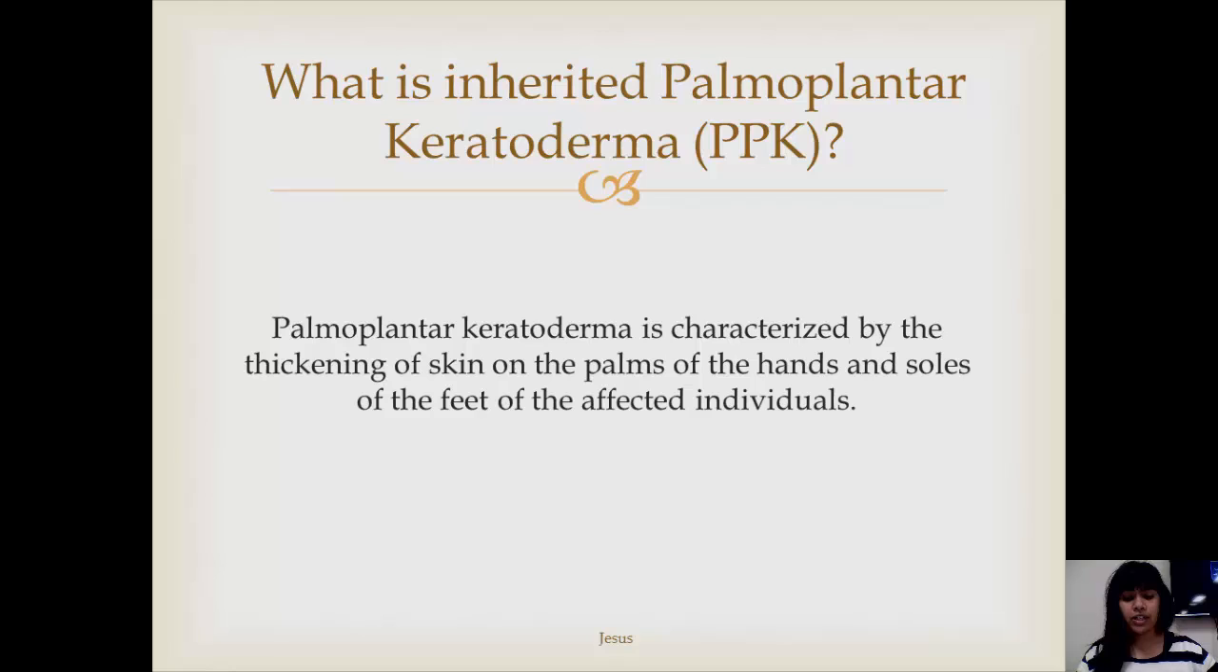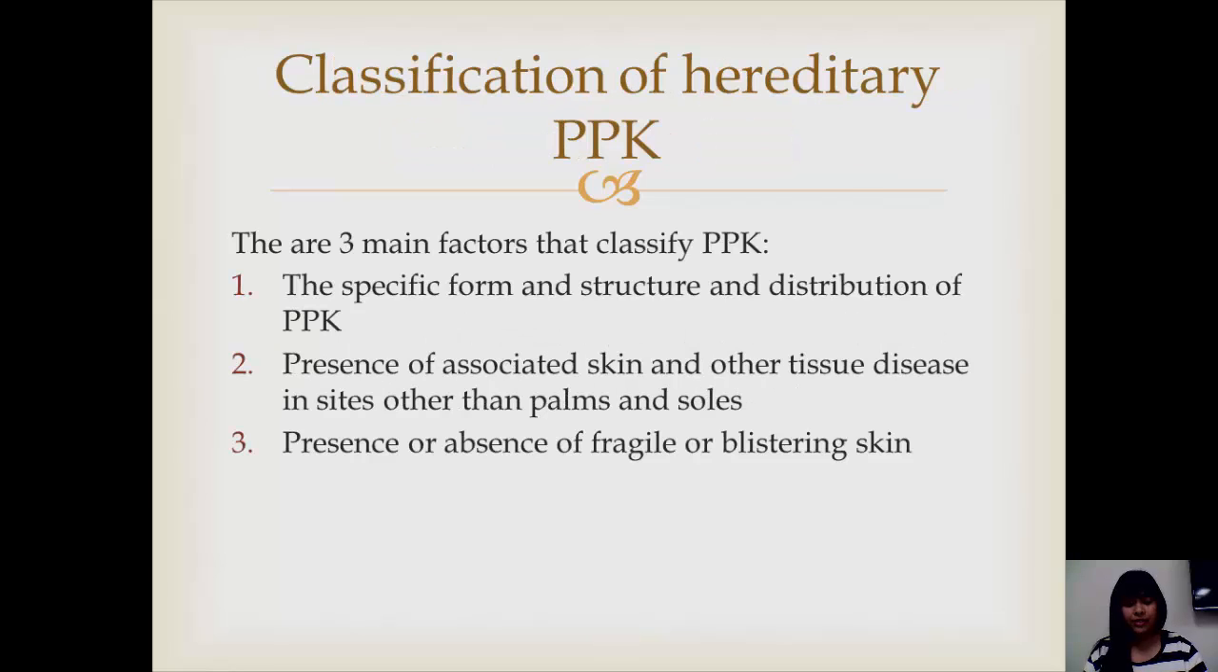Palmoplantar keratoderma, or PPK, is characterized by a thickening of the skin on the palms of the hand and the soles of the feet of affected individuals. There are different classifications of hereditary PPK, and there are three main factors that allow you to classify PPK. Number 1, the specific form and structure and distribution of PPK. 2, the presence of associated skin and other tissue disease in sites other than palms and soles. And number 3, the presence or absence of fragile or blistering skin.